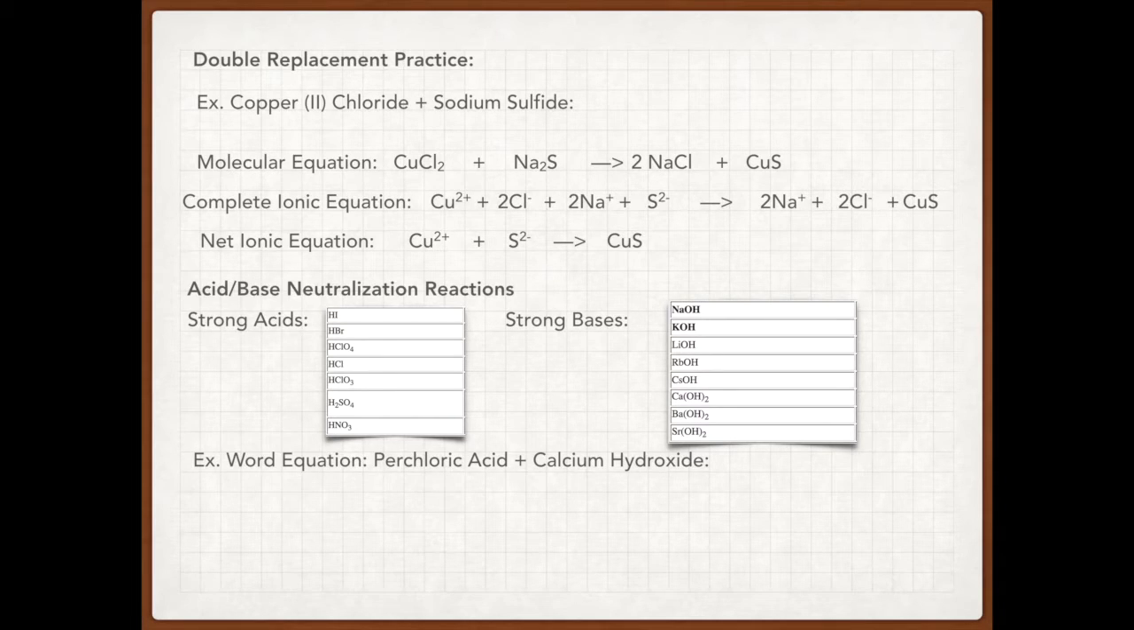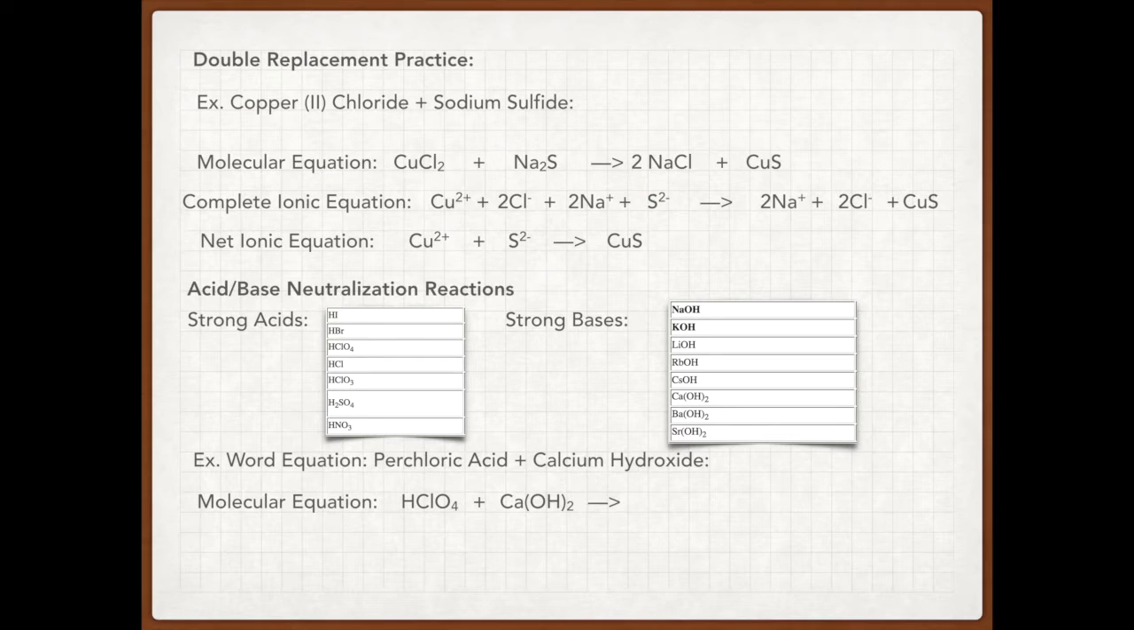So if you look at this example, I give you perchloric acid and calcium hydroxide. Well, the formula for perchloric acid is HClO4, and that is a strong acid, keep in mind. And that reacts with calcium hydroxide, so Ca(OH)2, which, by the way, is a strong base. In an acid neutralization reaction, notice I included this on the same slide as double replacement reactions simply because they are double replacement reactions. So my outies and innies are going to go together.